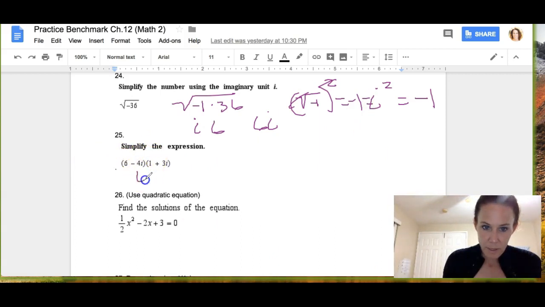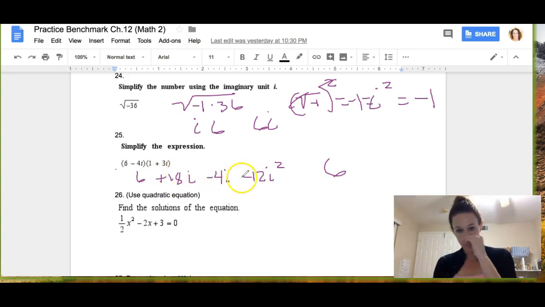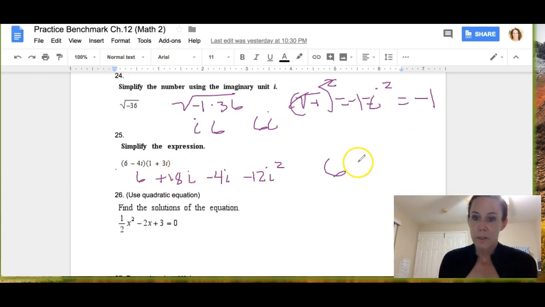FOIL this out. 6 times 1 is 6. So that's your first terms. Your outers, 6 times 3i is plus 18i. Negative 4i times 1 is negative 4i. Negative 4i times 3i is negative 12i squared. I squared is our friend, that's negative 1. So let's simplify this. We get 6. Treat the i's like variables, like x's. 18 minus 4 gives me 14i.